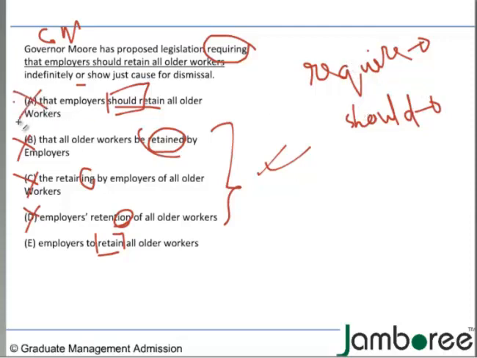When you say I require you to do this, you never say that or you are required to carry your passport when you go for your GMAT exam. I mean, that's the correct sentence. You never say that it is required that you should carry your passport for your GMAT exam. So required and should have opposite meanings. Required means it's mandatory, should is a recommendation. That's why your option E is correct.